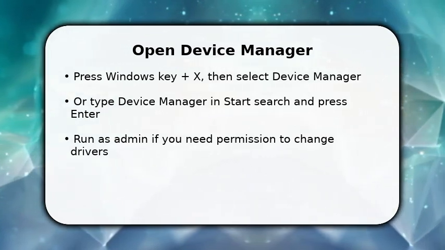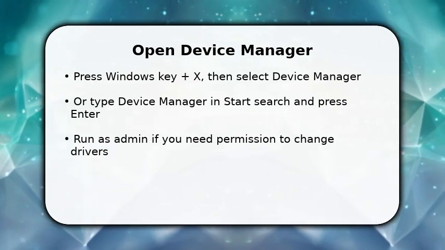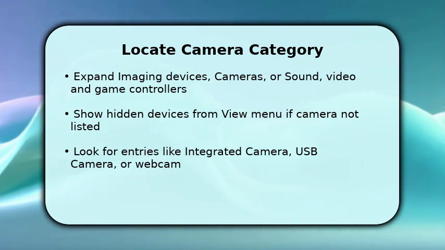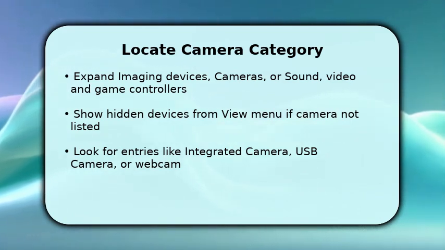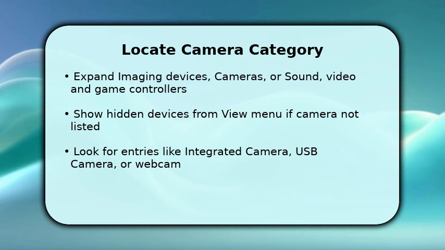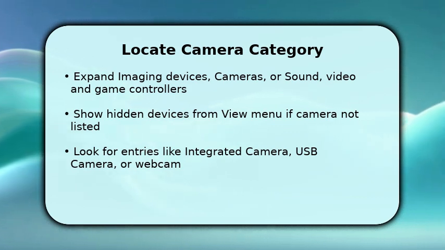Next, expand likely categories: Imaging devices, Cameras, or Sound, video, and game controllers. Cameras can appear in different places depending on drivers. If you don't see anything, open View and enable Show hidden devices so unplugged or ghosted drivers appear.